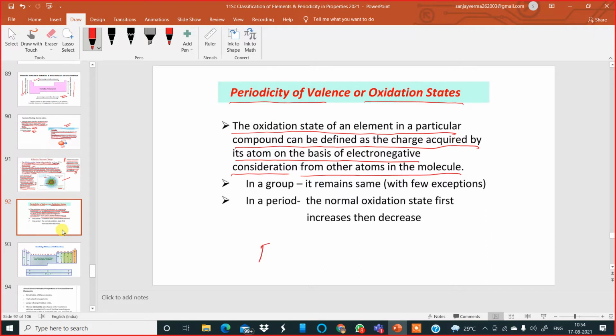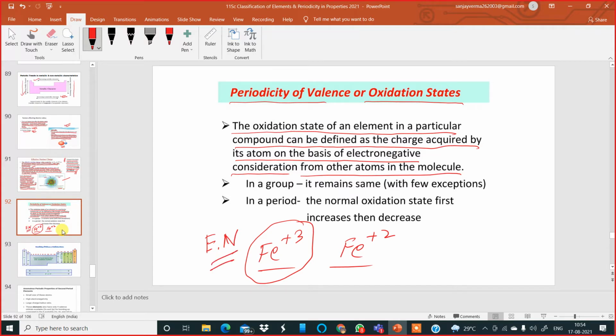Suppose I compare Fe plus 3 and Fe plus 2. Here, which one has the higher oxidation state? Fe plus 3. So definitely its electronegativity will be high.